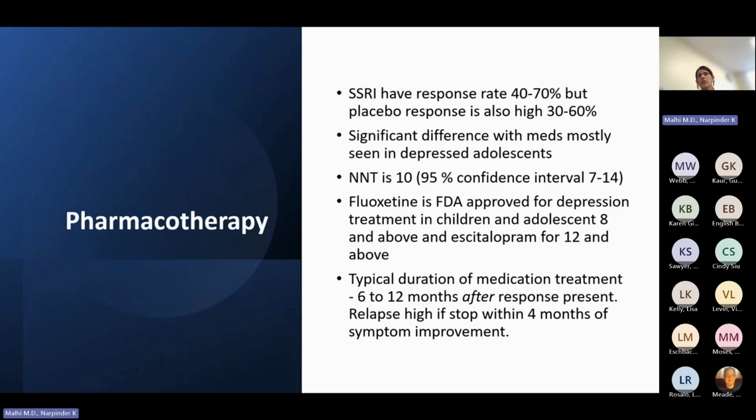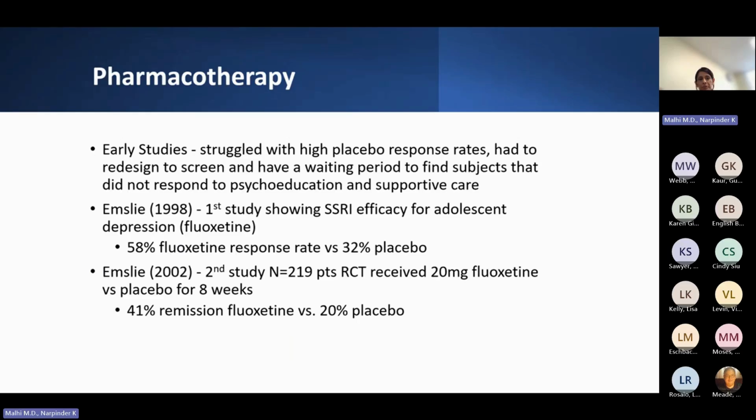As we talked about before, the risk of relapse in these patients is up to 20 to 60% in the first 2 years and up to 70% in 5 years. So you really need to make sure that you continue that maintenance treatment in such patients. And the relapse rate is very high if the patient does not continue the medications within 4 months of their symptom improvement. They will relapse very quickly in those cases.